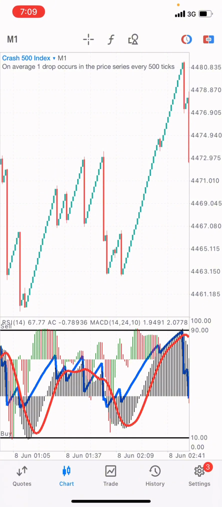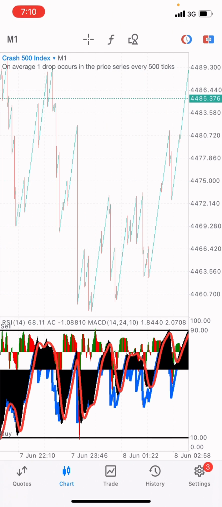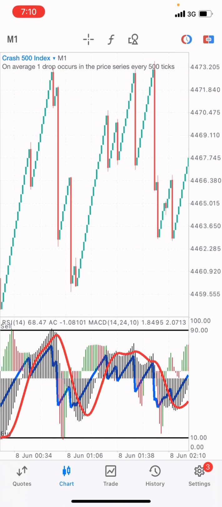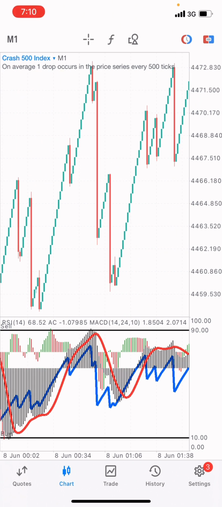All right, now we are on Crash 500 index and this market is highly volatile. So we zoom in, we're using the third zoom level. So here the zoom out is 1, you zoom in twice after you have zoomed out, then 1, 2. So this is the third zoom level.